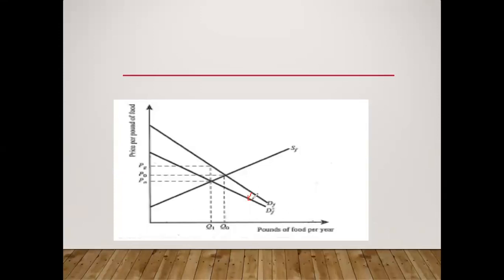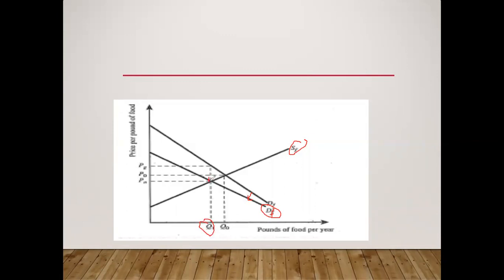See the new demand curve here, DF dash. The analysis proceeds exactly as for a unit tax. The equilibrium is at the intersection of SF and DF dash, with a quantity of Q naught.